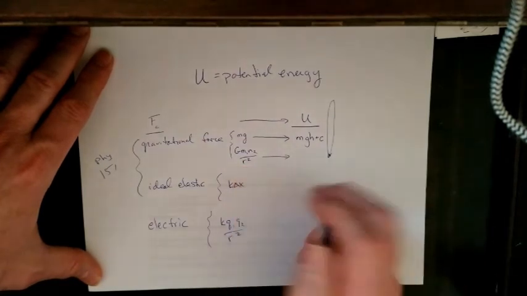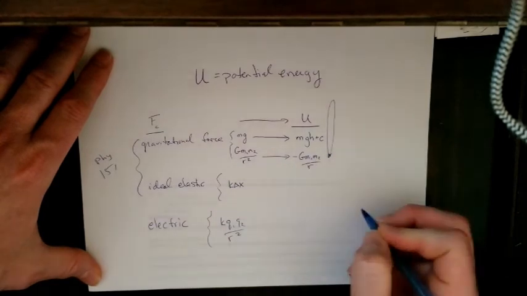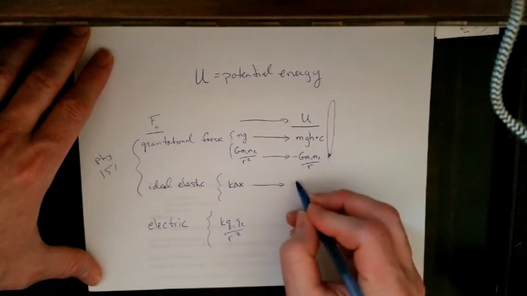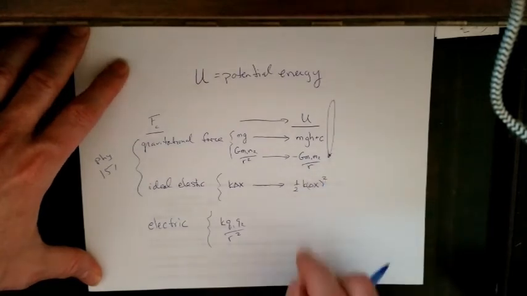If you're using the generalized formula, then it's negative big G mass 1 mass 2 over r. If it's k delta x, then it's 1/2 k delta x squared. K is the spring constant.